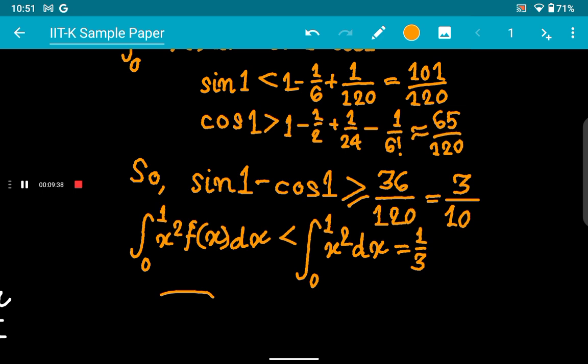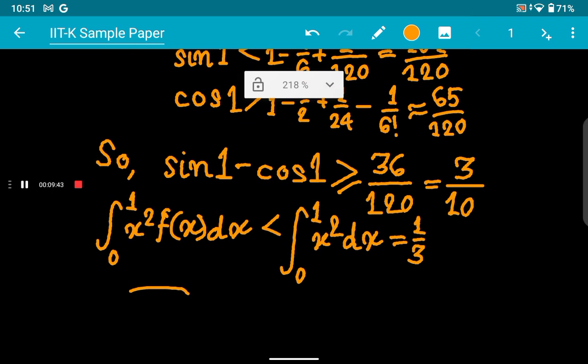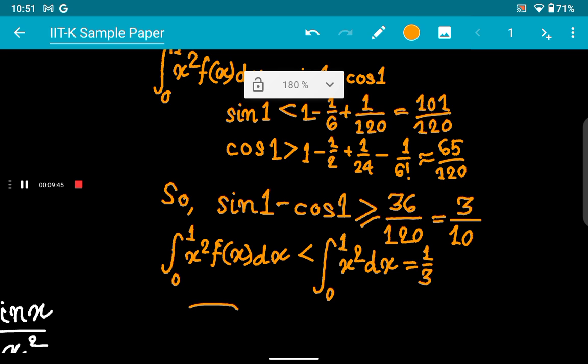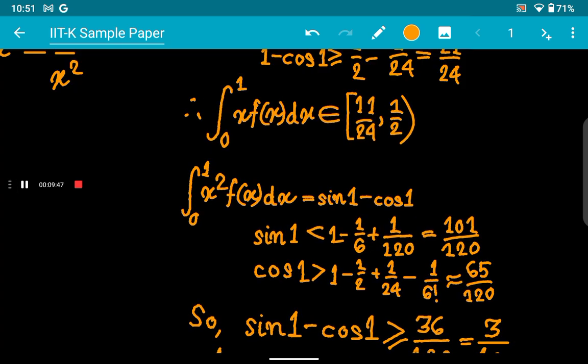So from that we can conclude that x squared times f of x, that is basically your x times sin x, will be less than x squared. The integral of that is 1 by 3. So we have the upper bound, that is 1 by 3. And now the tricky part comes, which is the lower bound.